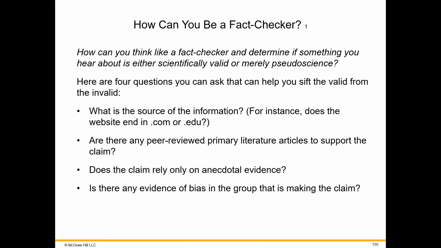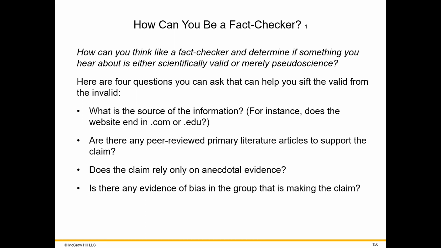Are there any peer-reviewed primary literature articles to support the claim? Yet again, I talked to you guys about looking into web-based science databases. So I like to use Web of Science, Google Scholar. You want to look and find not just 1 or 2 articles, but maybe 4, 5, 6, 7, or more of peer-reviewed primary literature that supports the same claim, okay?